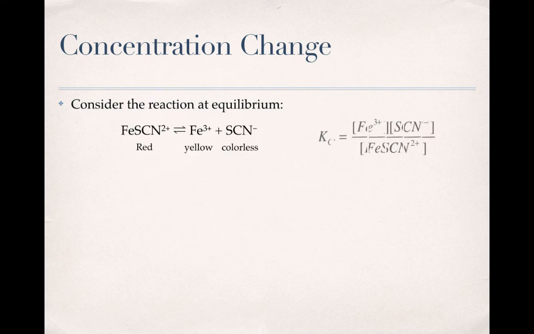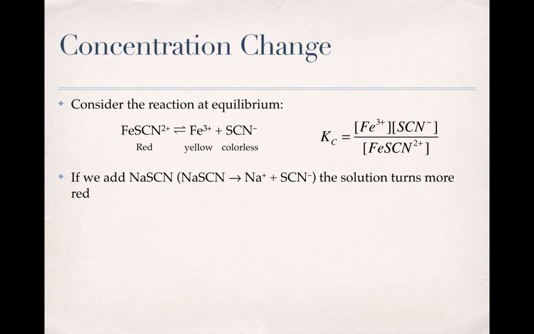Let's take a look at concentration changes first. So let's consider this reaction at equilibrium. So we've got iron thiocyanate, which is a red color, iron 3 plus yellow, and the thiocyanate ion colorless. So that reaction there is in equilibrium. It's got a Kc as we see there, iron 3 plus times SCN minus over the iron thiocyanate complex.